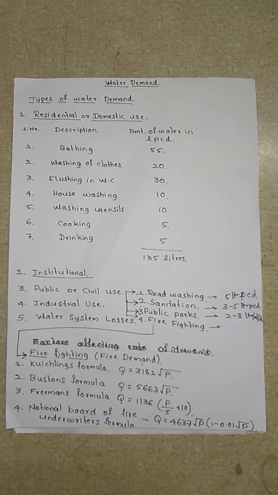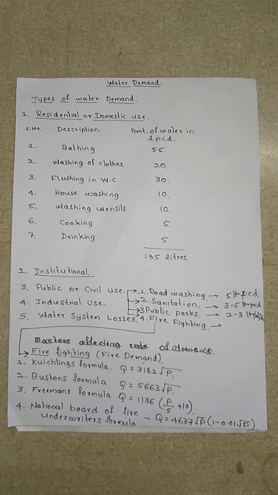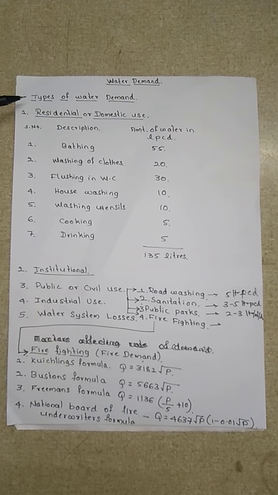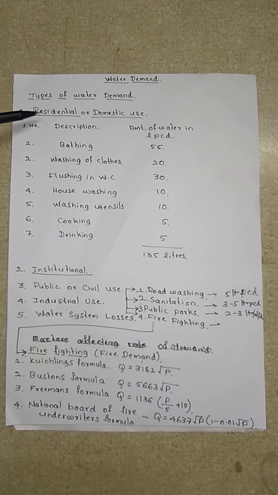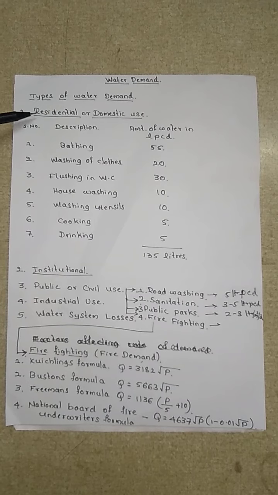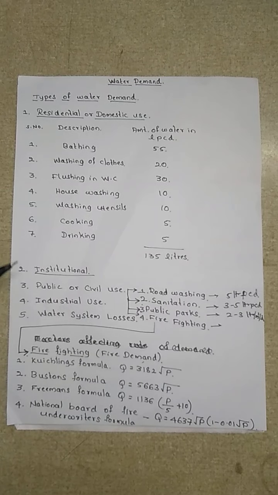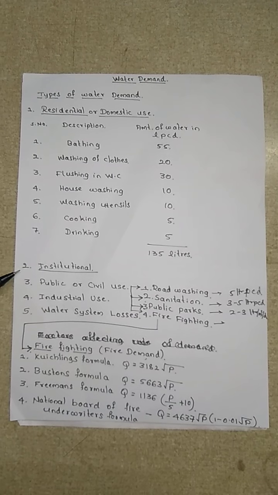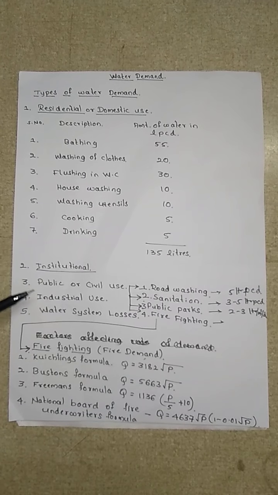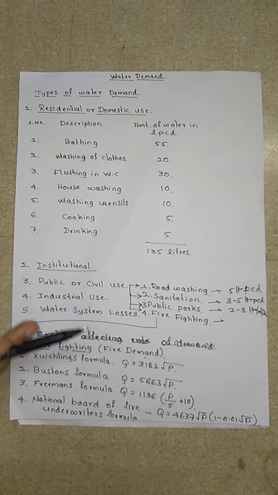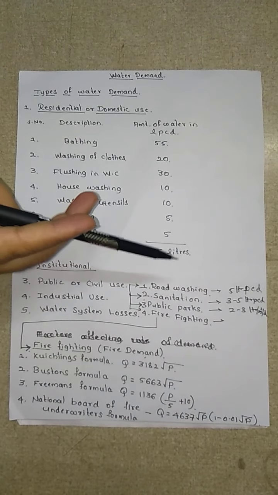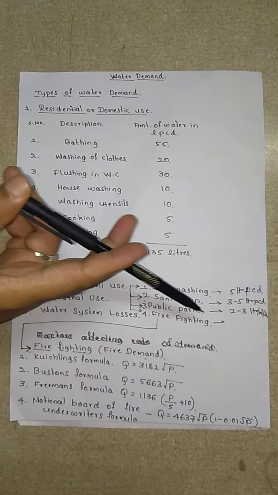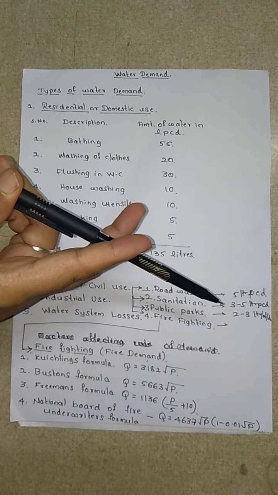So in today's class we have seen the different types of water demand, and then what is residential water demand, institutional water demand, along with the different categories. We have seen the table for this, and then the public water supplies or civic use we have classified into two, where road washing will require 5 LPCD, sanitation will require 3 to 5 LPCD, and public parks require 2 to 3 liters per square meter per day.